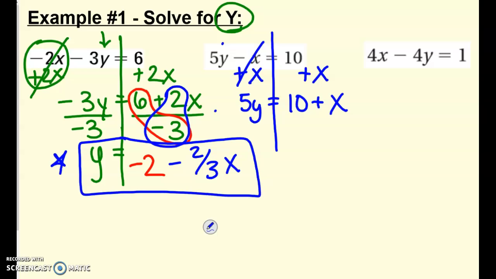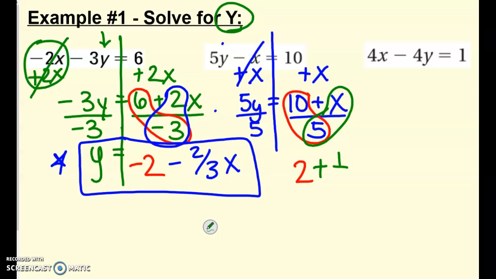I still have to get y by itself, so divide by 5 on both sides. And then again, I don't want to leave it that way, so I'm going to simplify it. 10 divided by 5 is 2, and x divided by 5, it's all positive, so I could say 1/5 x, or x over 5. And that's my answer there. Okay, so try the next one.